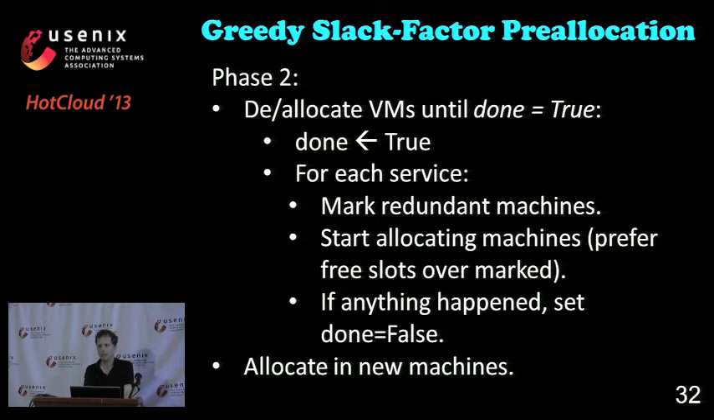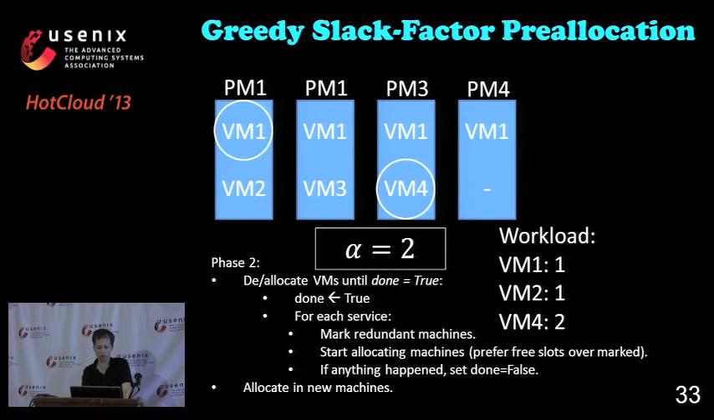Phase 2 is allocating machines according to the required preallocation factor, the slack factor, sorry. So here we have again 4 machines, 2 of them denoted PM1. We chose a slack factor of 2. So we need twice as many machines for every virtual machine. We'll start again with VM1.